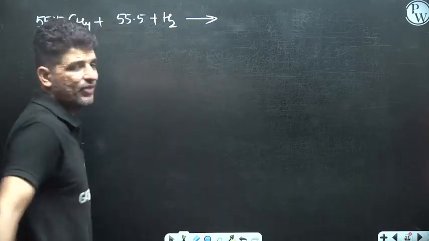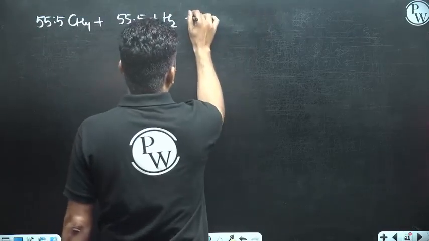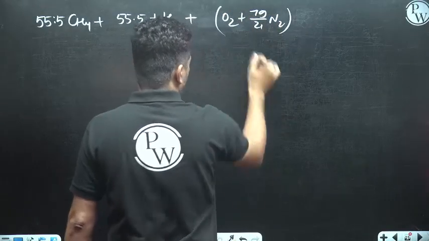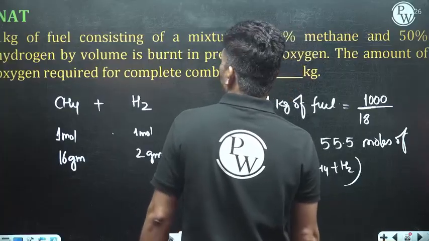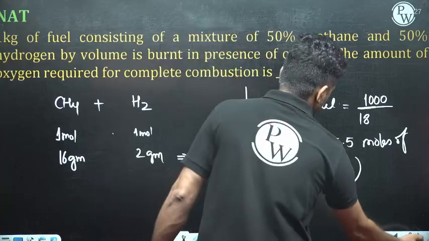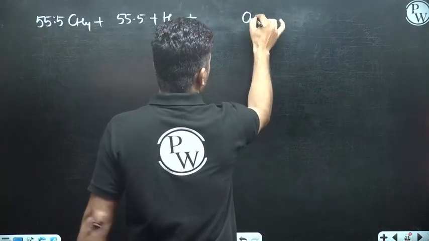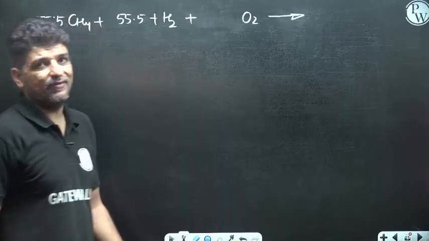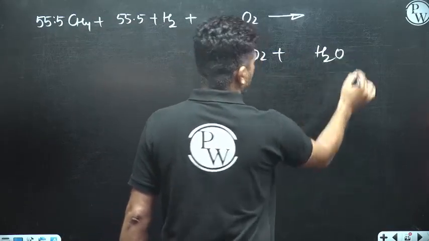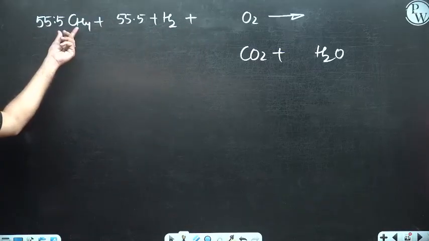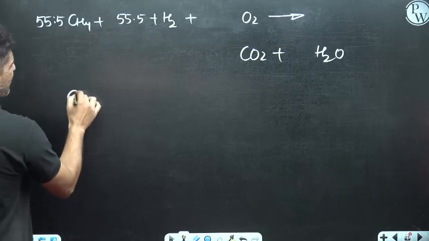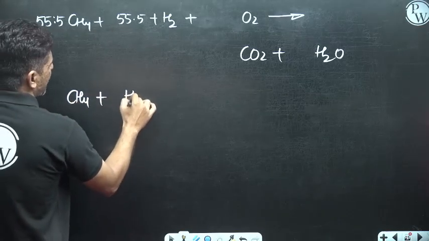Now both of them are burning. The question says it is burnt in presence of oxygen, the amount of oxygen required for complete combustion. So they are not burning in air, only in oxygen. When they burn in oxygen, they will produce CO2 plus H2O. When one carbon is burning, it will produce 1 CO2. And when hydrogen is burning, the equation that will be balanced is CH4 plus H2.